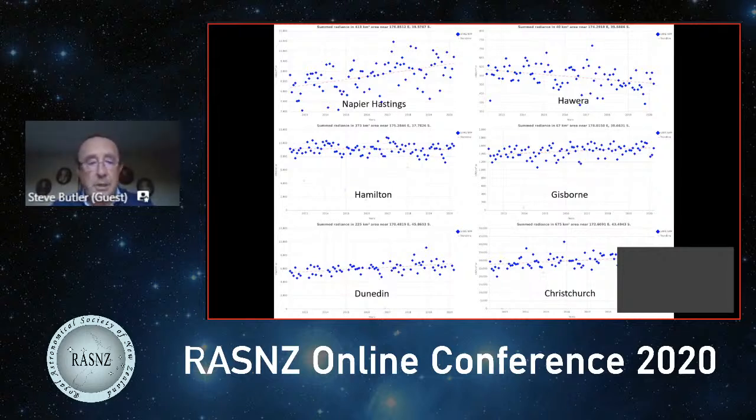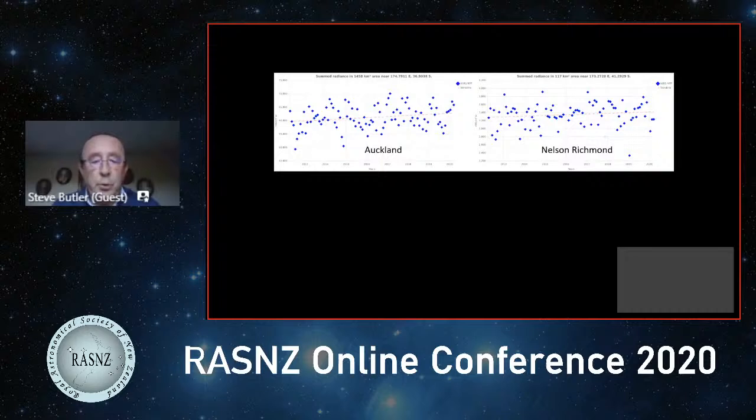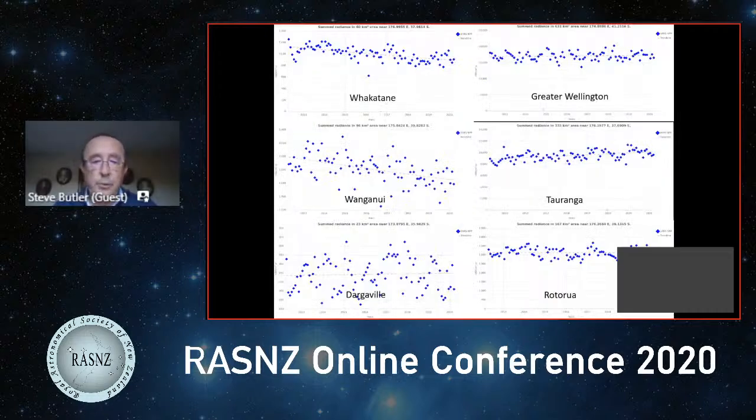Hawera has got a nice downward trend. Hamilton's fairly constant. So, we can start to get some fairly interesting information with a time-based trend. Auckland has a slight upward trend, Nelson, Richmond also slightly upward, and again some more of the options. We're just going to have a closer look at a couple of these.